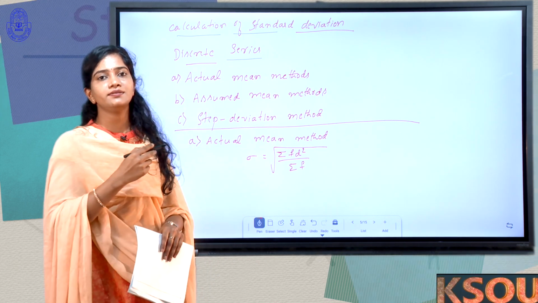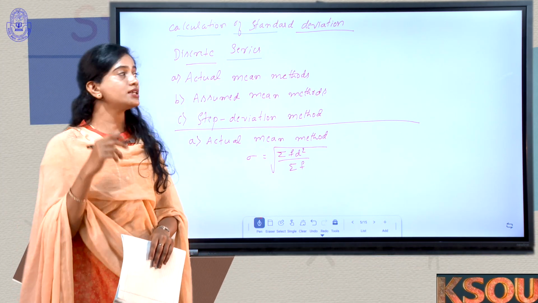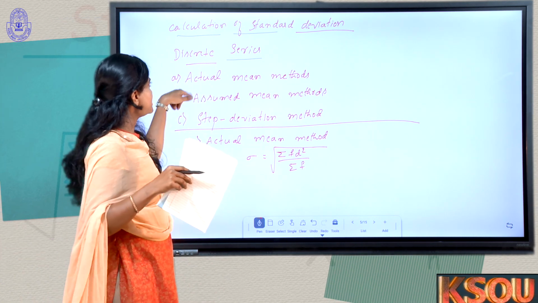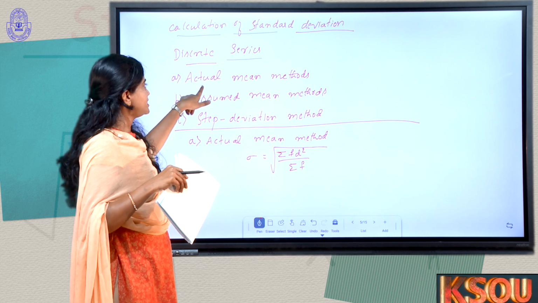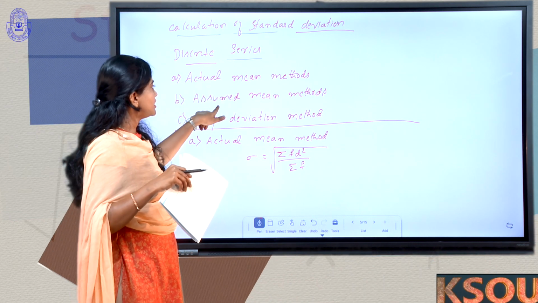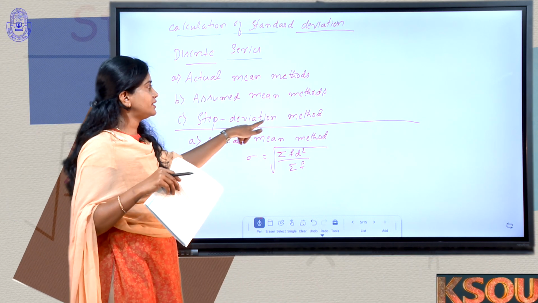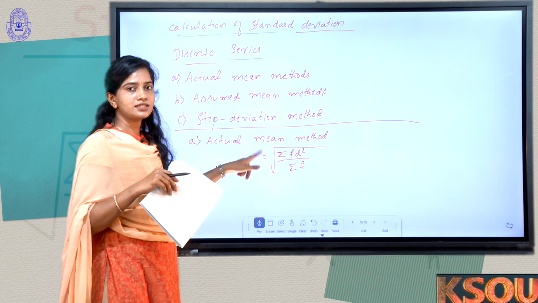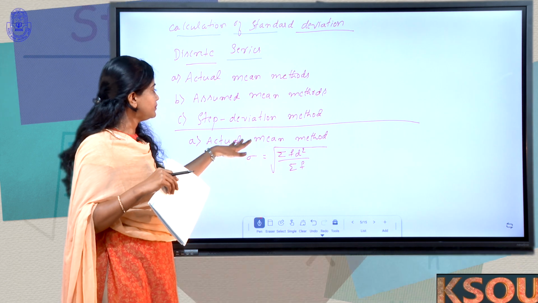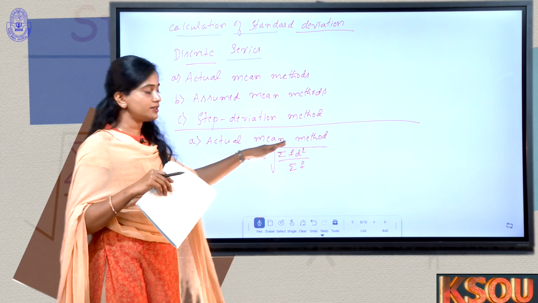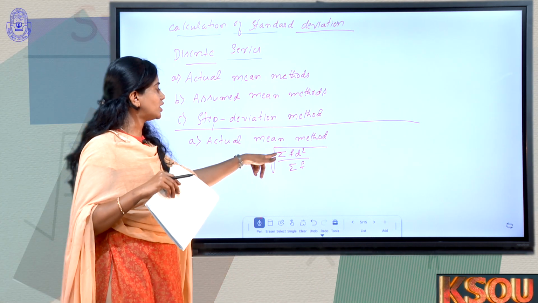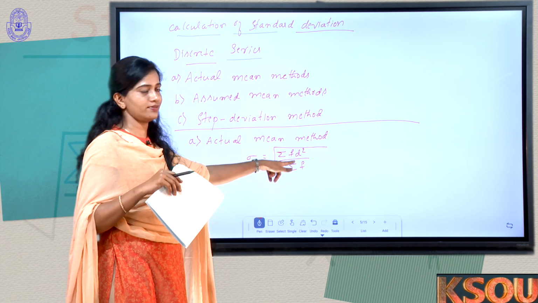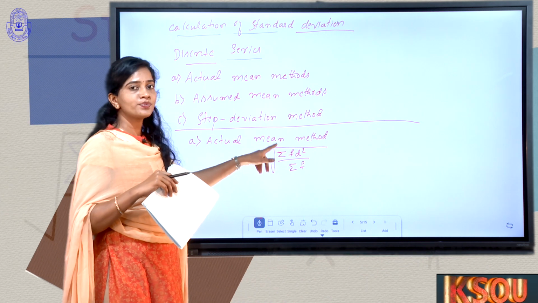Previously we have studied with respect to the individual series, and this is under the discrete series. So we have three methods under discrete series: one is the actual mean method, the assumed mean method and the step deviation method. How you are going to calculate the standard deviation under the actual mean method is, you will have to take the square root of summation f d square divided by summation f, where f is equal to frequency.